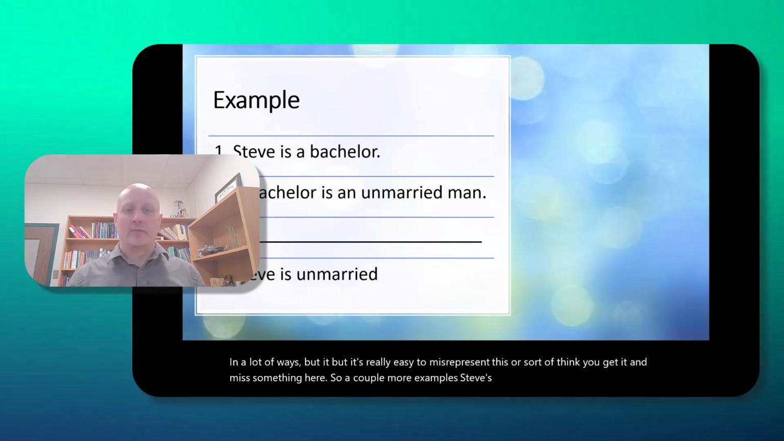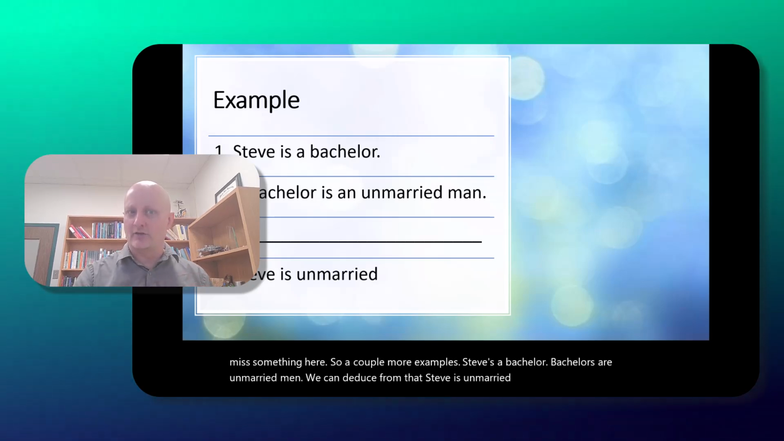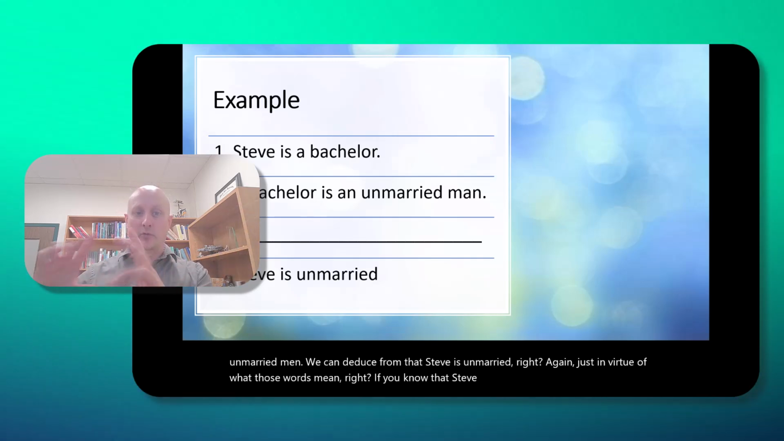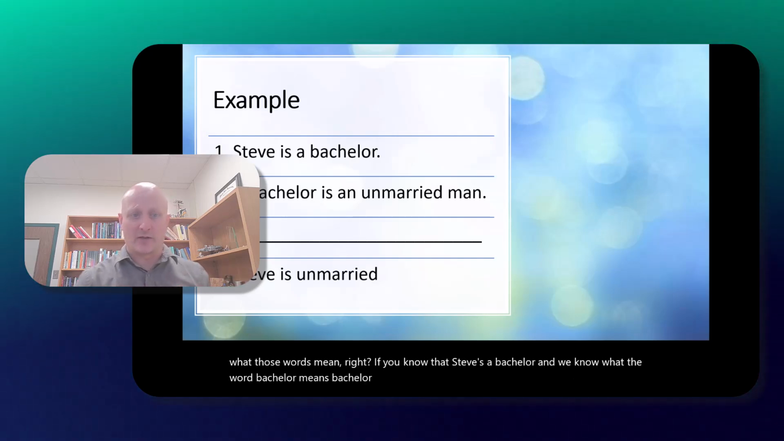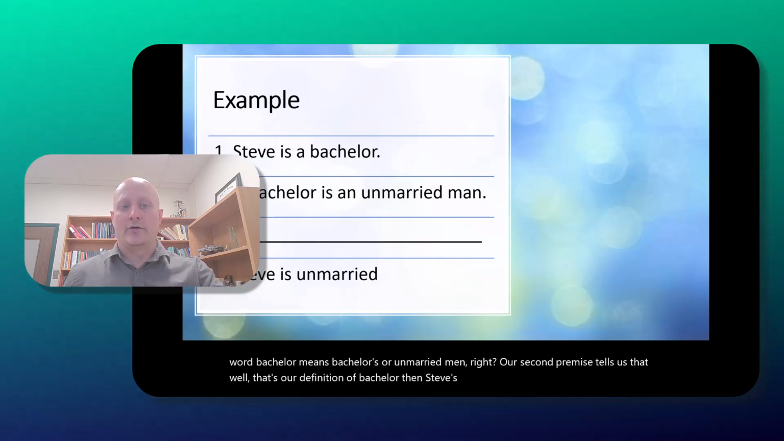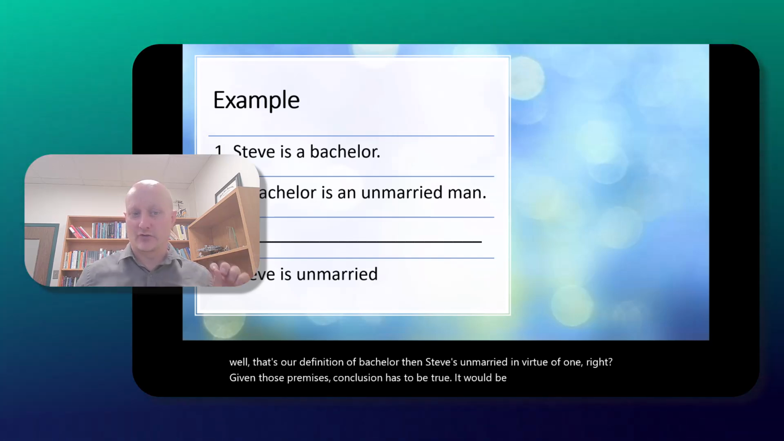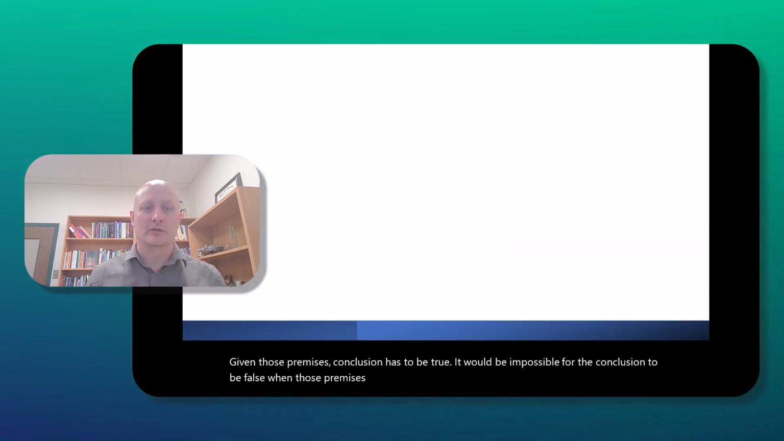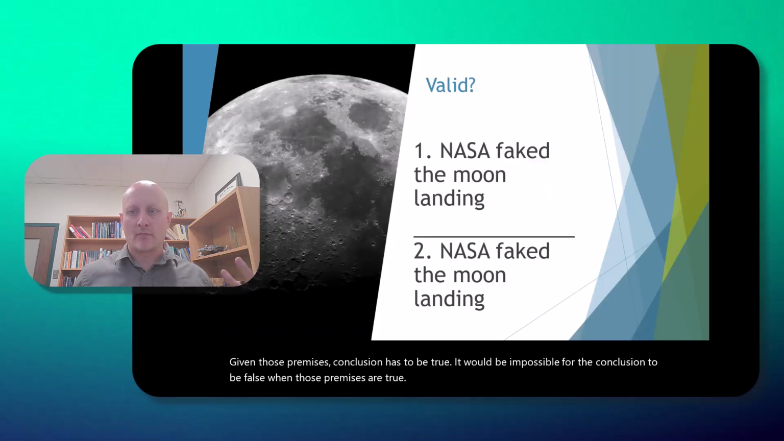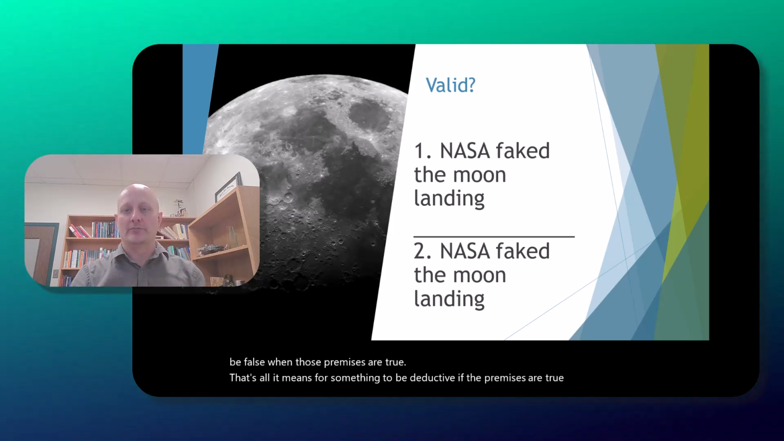Steve's a bachelor. Bachelors are unmarried men. We can deduce from that that Steve is unmarried, right? Again, just in virtue of what those words mean, right? If you know that Steve's a bachelor and we know what the word bachelor means, bachelors are unmarried men, right? Our second premise tells us that. Well, if that's our definition of bachelor, then Steve's unmarried in virtue of one, right? Again, given those premises, the conclusion has to be true. It would be impossible for the conclusion to be false when those premises are true. That's all it means for something to be deductive. If the premises are true, the conclusion must be true.